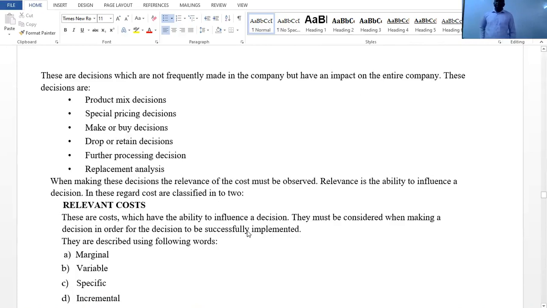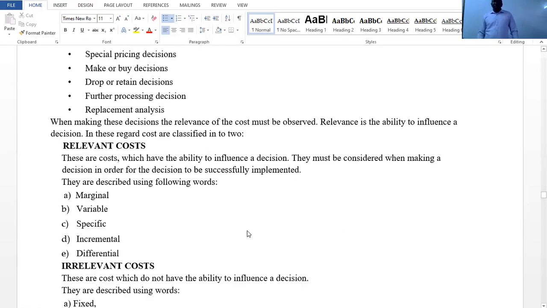Now, when making these decisions, the relevance of the cost must be observed. When we talk about relevance, we are talking of the ability to influence a decision, or the ability to be influenced by a decision. That's what we call relevance. In this case, the costs are usually classified into two: those which we call relevant and those which we call irrelevant.